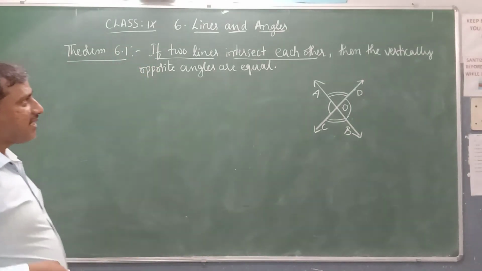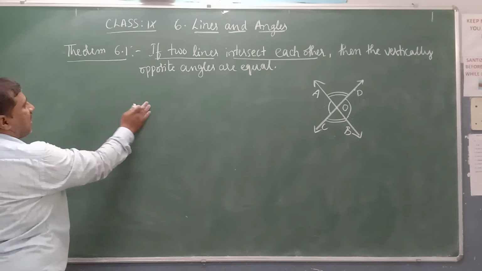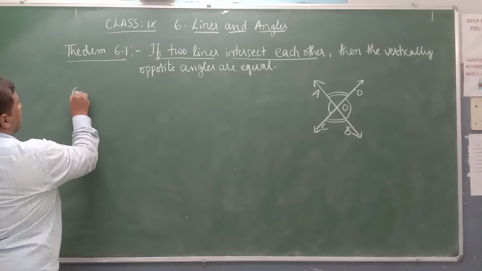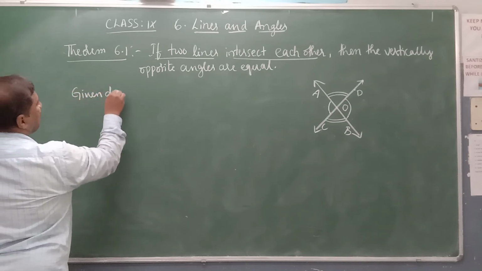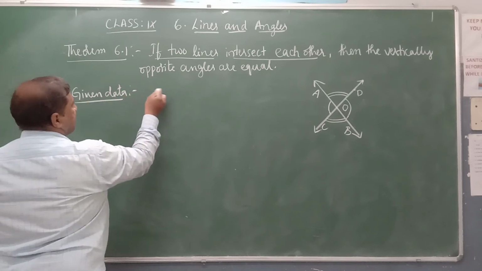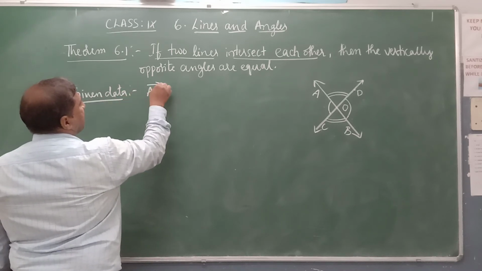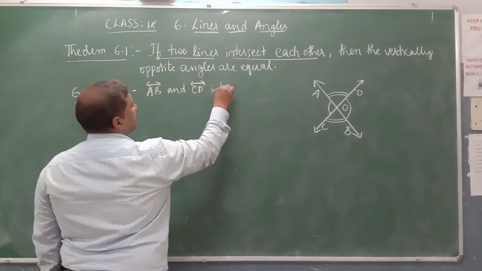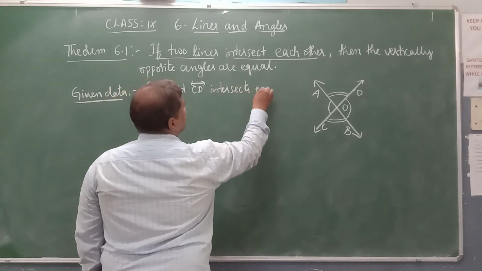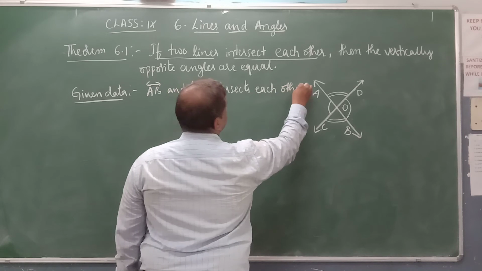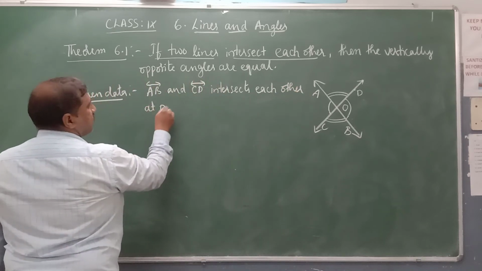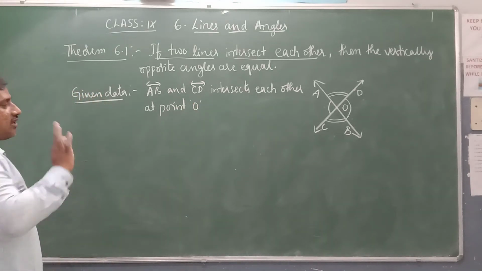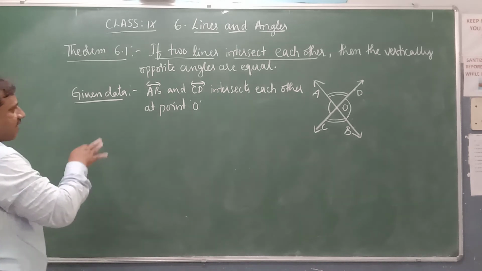Have you understood this statement? Every theorem has headings, as you come across even in lower classes. First, given data. What is the given data here? That you should write. Lines AB and CD intersect each other at point O. Yes, that is the data. Two lines are given and they are intersecting lines. They intersect each other at point O.